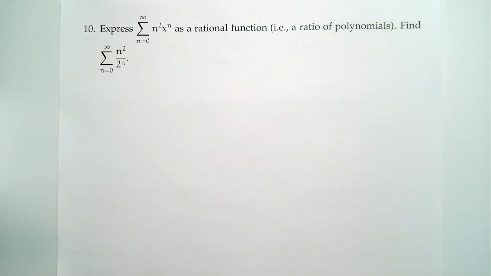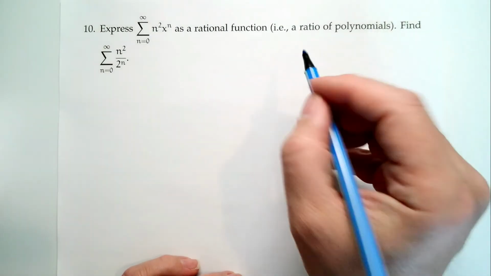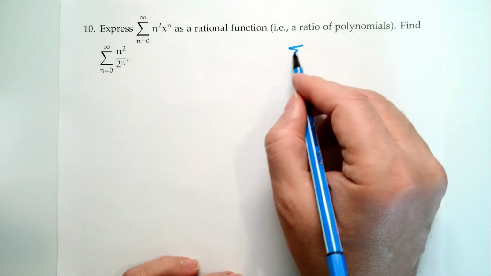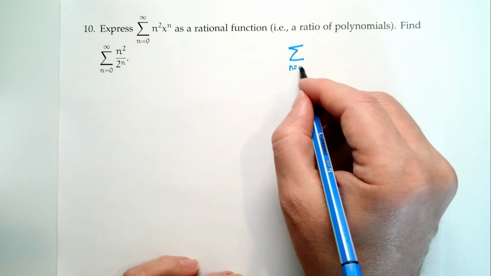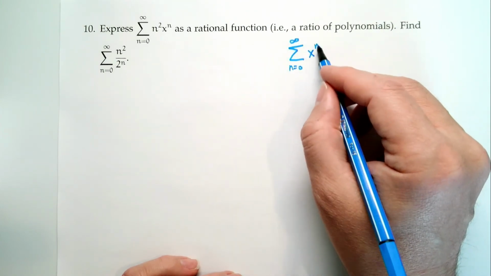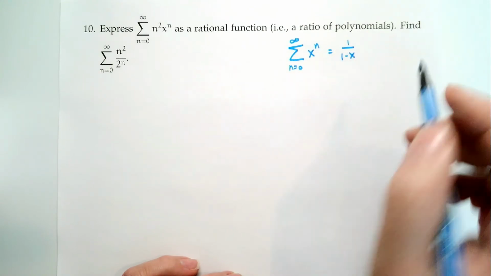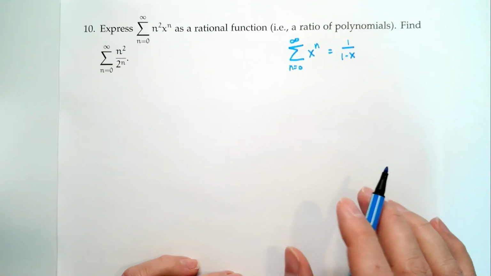Okay, so let's begin. Let's start with thinking about how do we get to this n squared x to the n as a rational function. Well, start with what you know. What do you know? Not much. In fact, pretty much the only thing we do know is that if we have the sum 0 to infinity of just x to the n, that's equal to 1 over 1 minus x. Okay, we know that. Well, that's good.